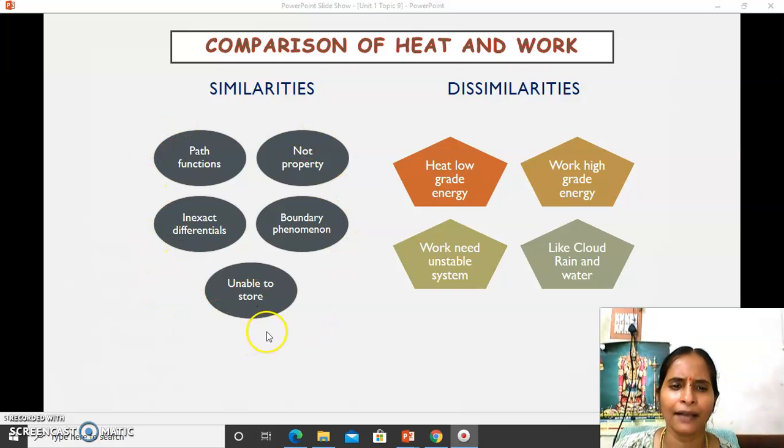In this manner, these aspects are matching with each other, and they also have dissimilarities. Heat is called low grade energy, whereas work is called high grade energy. Soon you can understand why I am telling like this. Okay, heat is low grade energy, work is high grade energy, and work needs an unstable system. Unstable means work cannot enter into the system if it is stable.